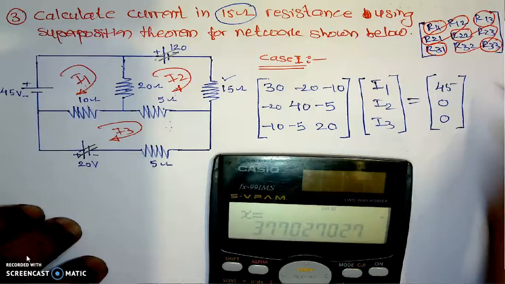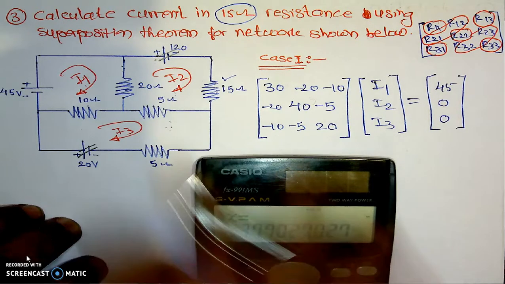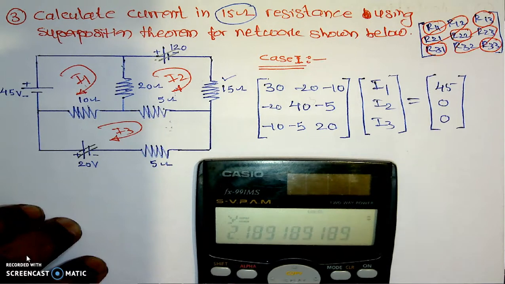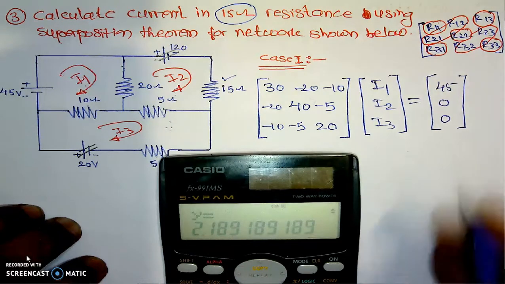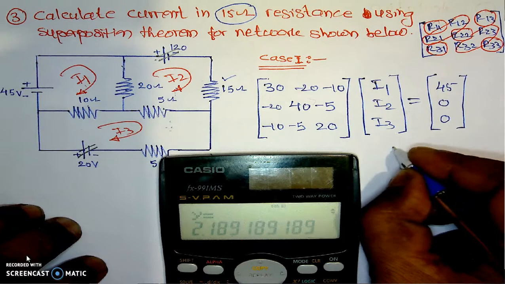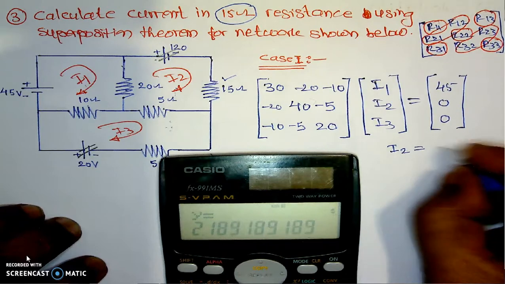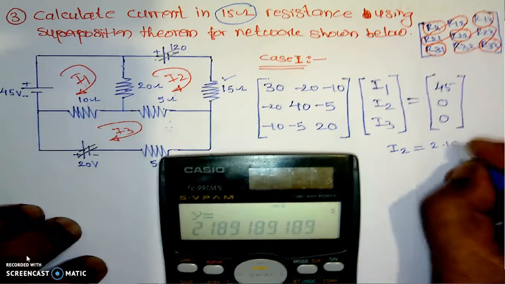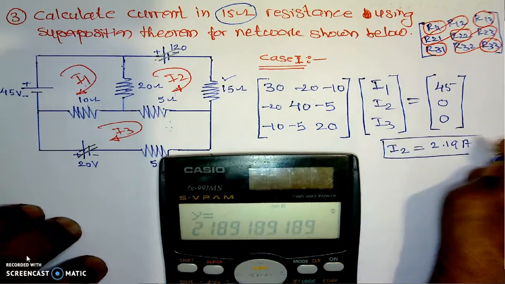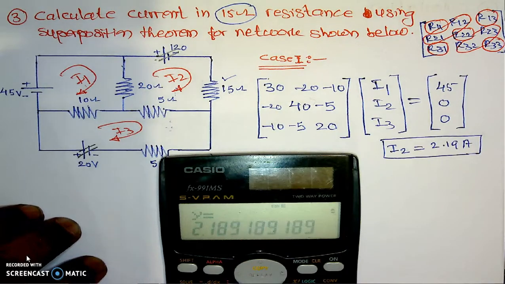For this case, I1 is 3.77, in which we are not interested. We are interested in only I2, so I will note down the value of I2 only. Our second current is 2.189, that is 2.19. So I2 for the first case is 2.19 amperes. This is the value of the current flowing through the 15 ohm resistance for source number 1.